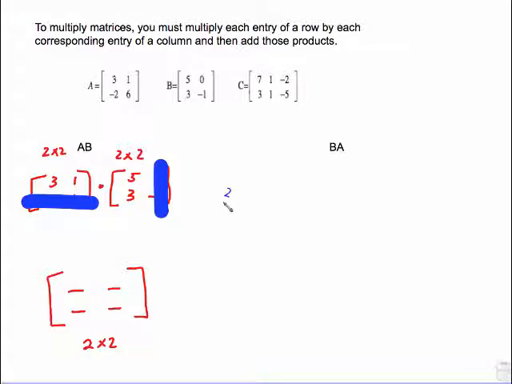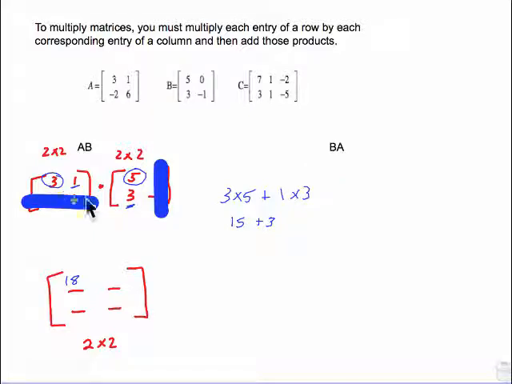So this is 3 times 5 plus 1 times 3. Now where did that come from? The first thing times the first thing, plus the second thing in the row times the second thing in the column. Arithmetic-wise, 3 times 5 is 15. 1 times 3 is 3. Add that together, gives you 18 in that position right there. Looks weird, but once we do a couple of them, I hope you will catch on.